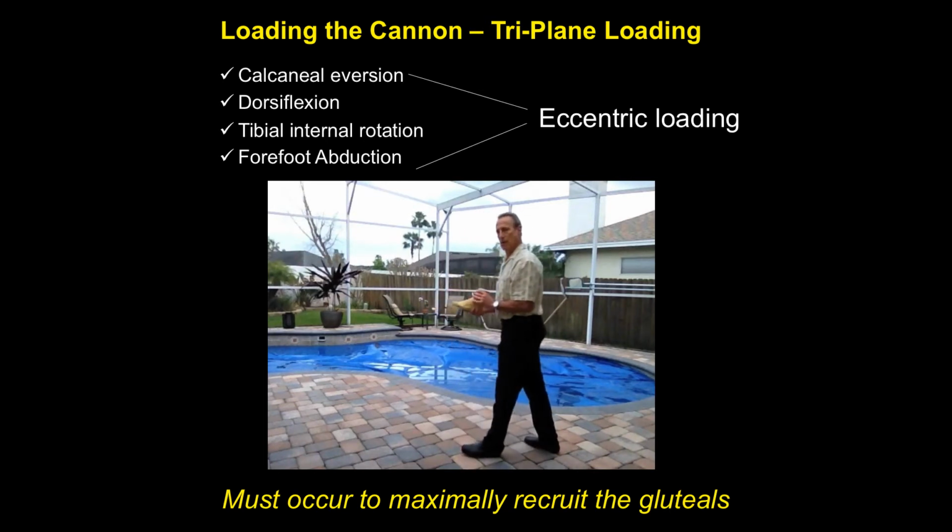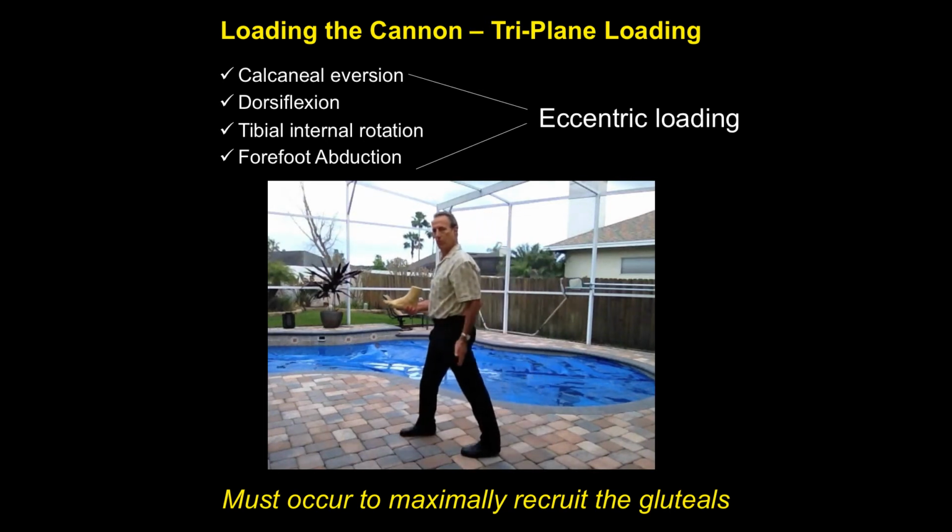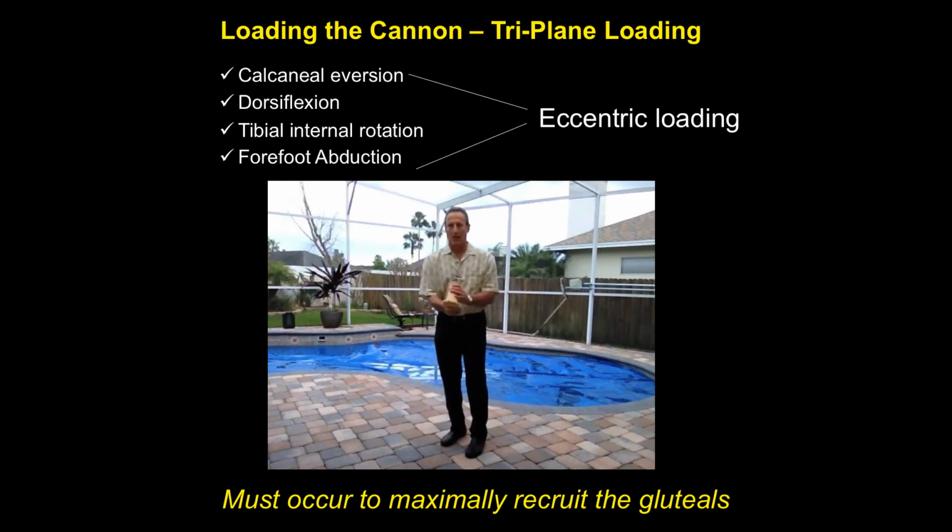Look at it in this respect. Foot hits the ground, hip moves over the foot. I'm dorsiflexing at the foot and ankle complex. So we have calcaneal eversion, dorsiflexion. That is going to cause tibial internal rotation.